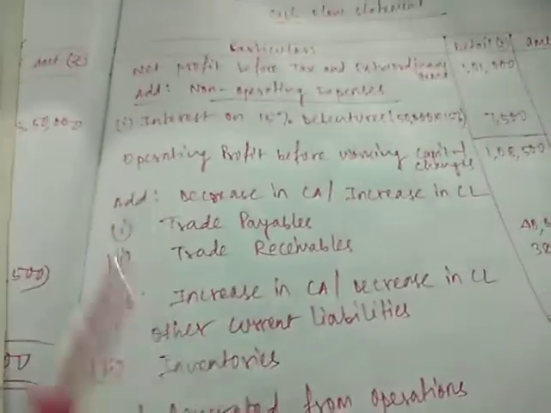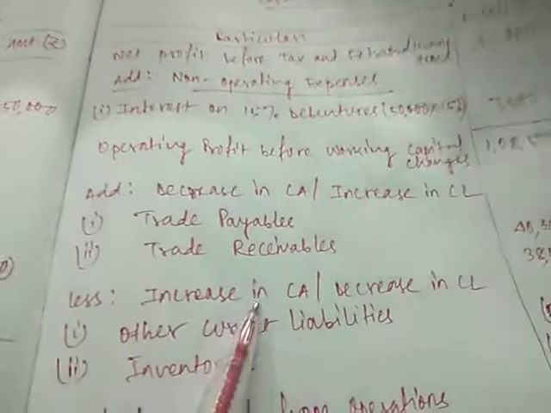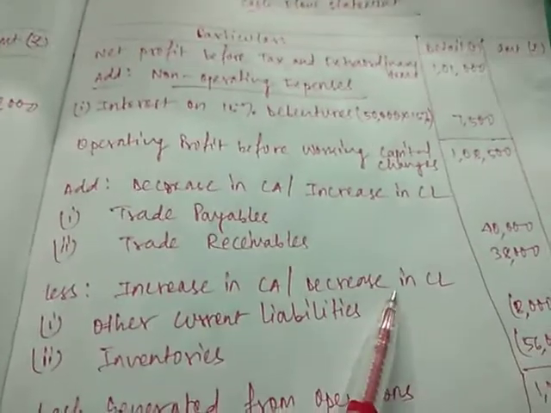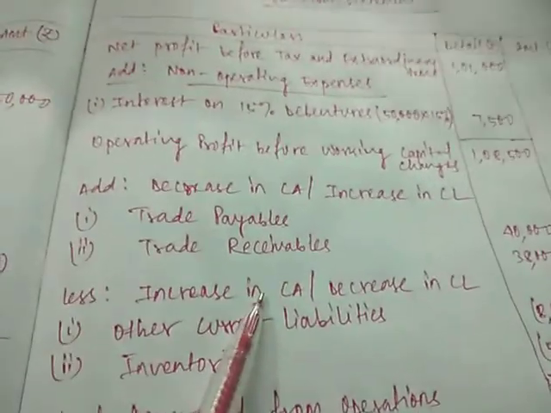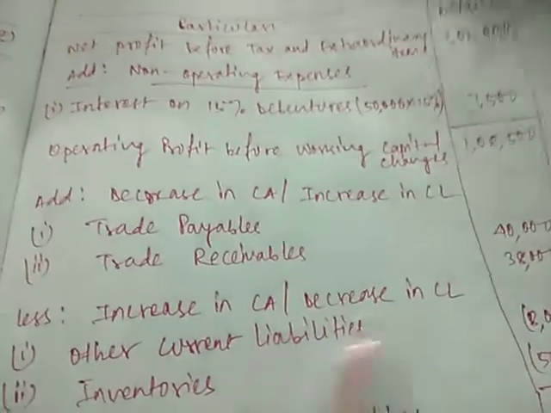Next, less, just the reverse of that: increase in current assets as well as decrease in current liabilities. Whenever there is an increase in current asset or decrease in current liability, that will be subtracted.